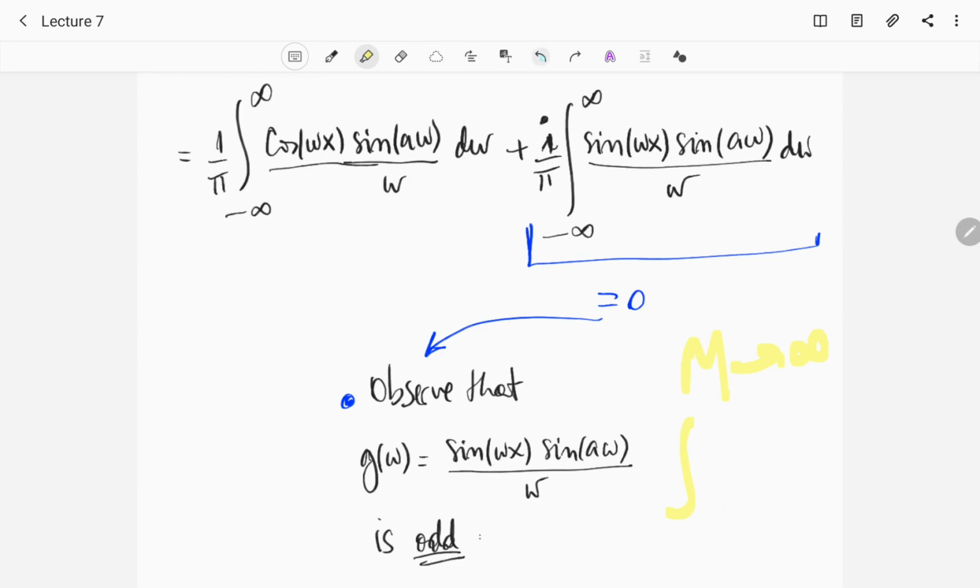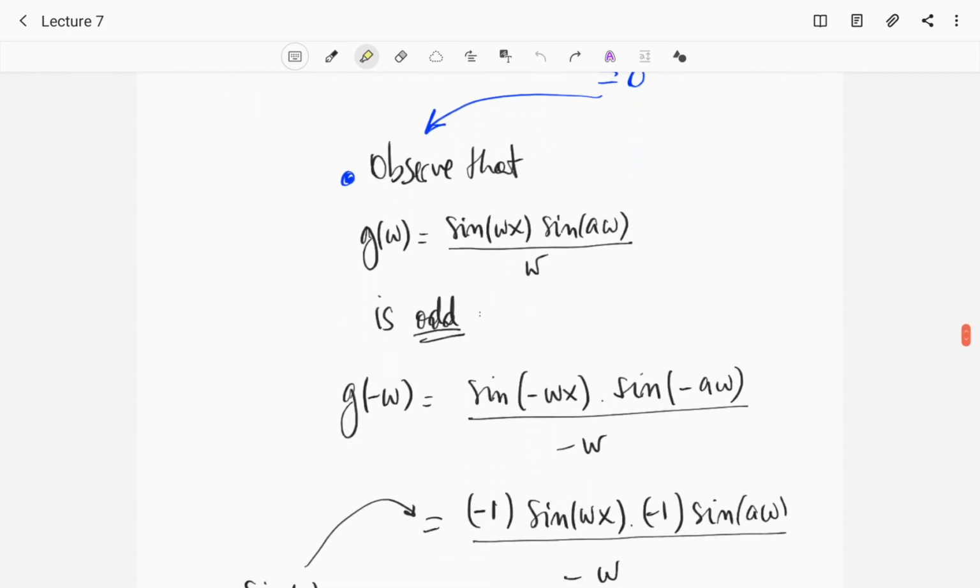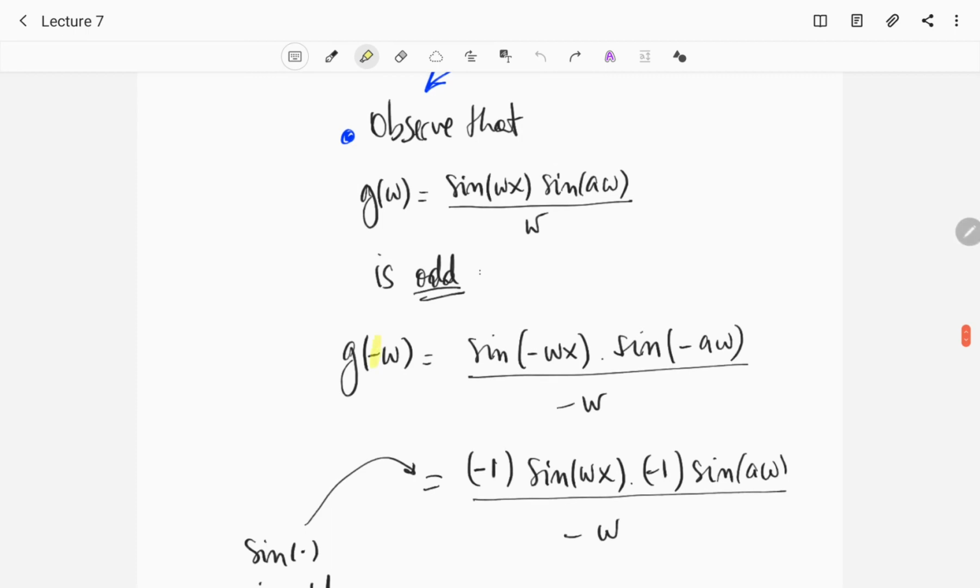And we have this property that if we have an odd function and we integrate it in an interval of the form minus m to m, then that integral is equal to 0. So let's see that this guy is an odd function. To see that, we compute g at minus omega. So we have minus omega here and minus omega here, minus omega here, and now remember that sine of whatever is an odd function, so this minus goes out from the sine. That's why we have this here.